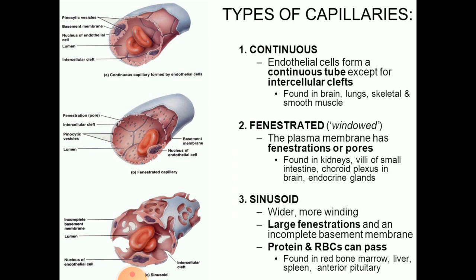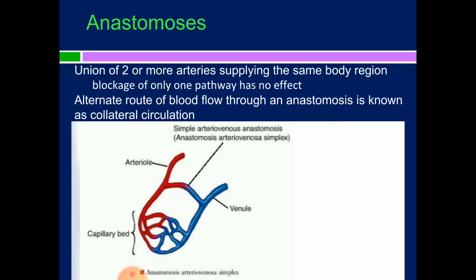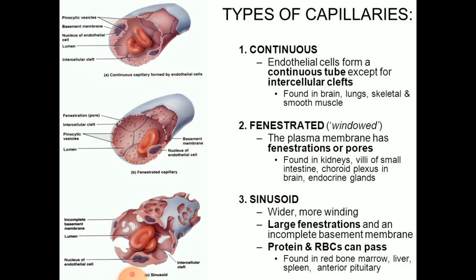Then types of capillaries. First is the continuous capillaries. Here the endothelial cells form a continuous tube except for intercellular clefts. These are found in brain, lungs, skeletal and smooth muscles. Then the second type is fenestrated. The plasma membrane has fenestrations or pores. These are found in kidneys, villi of the small intestine, choroid plexus in brain, and endocrine glands.